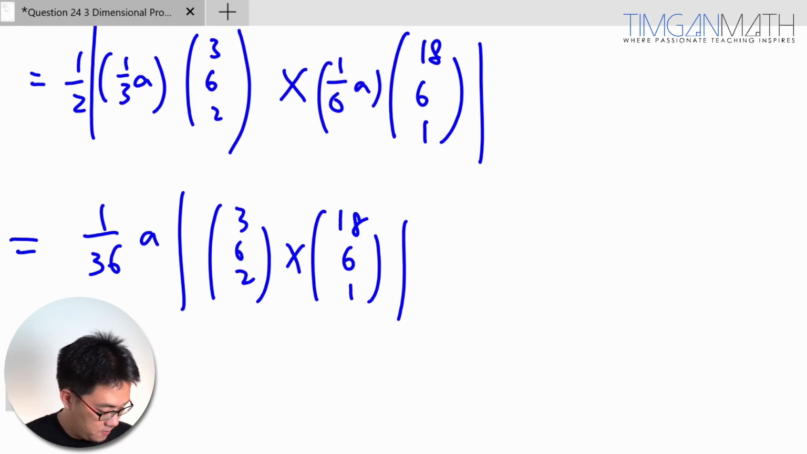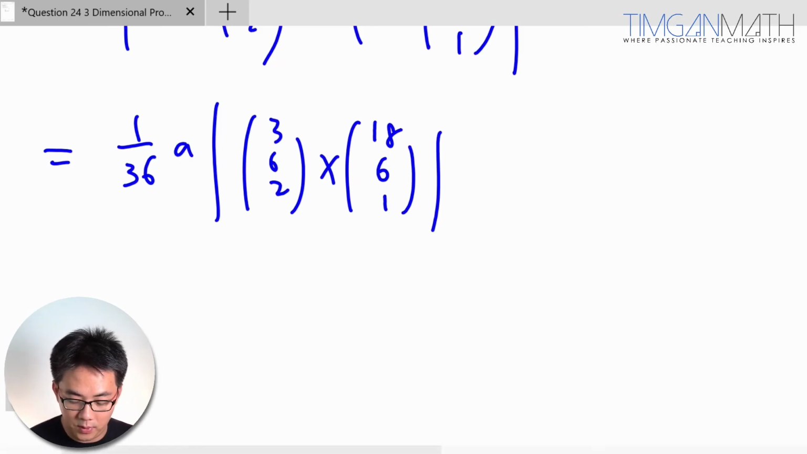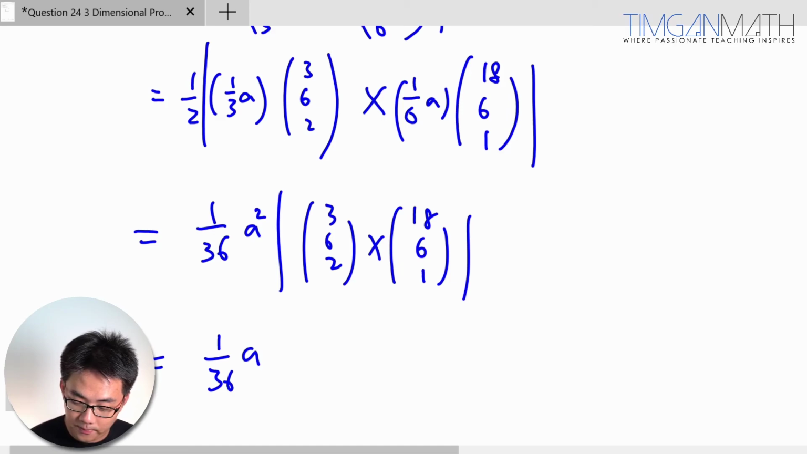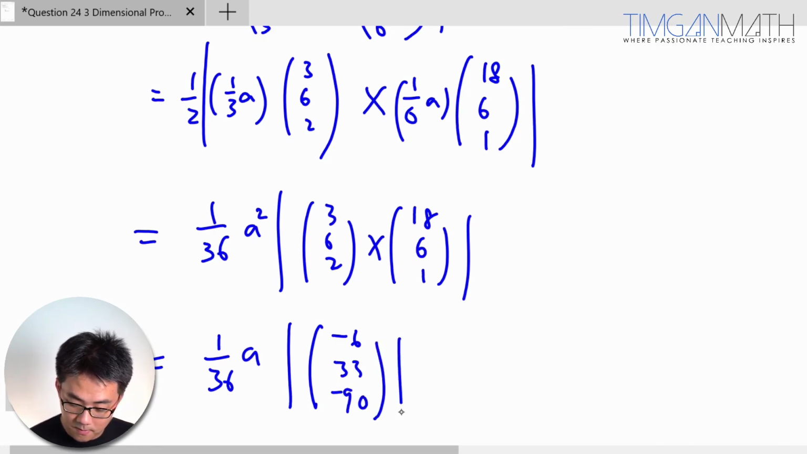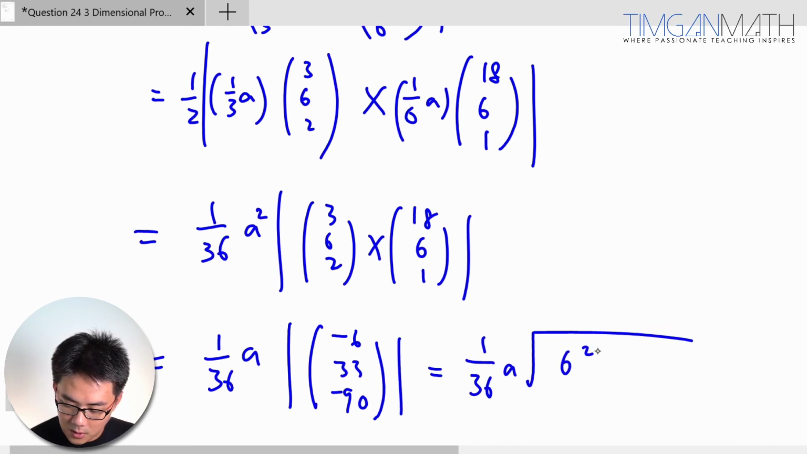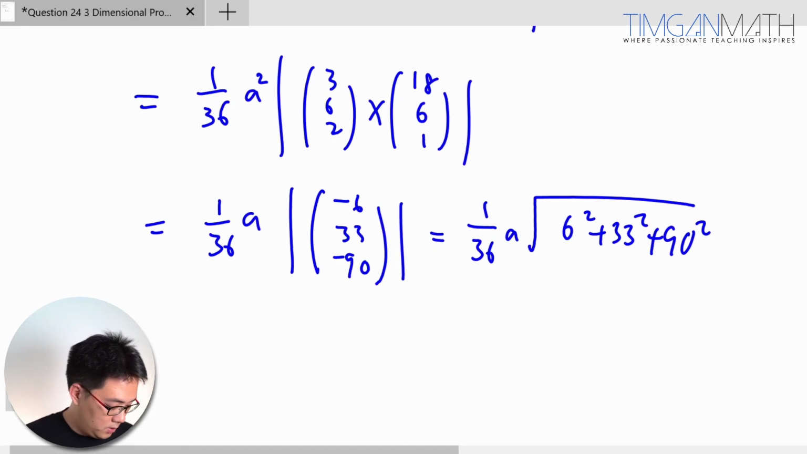Then what you do is you just cross product lah. Don't tell me you can't do this, right? So those of you wondering what am I doing, you can actually use a GC and calculate cross product, but if you really want to know how, just ask me. Oh crap, there's a 2A there, 2 square, 2A. So this will be 6 square.